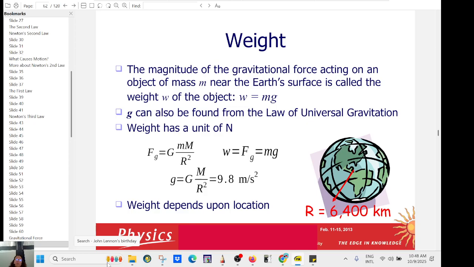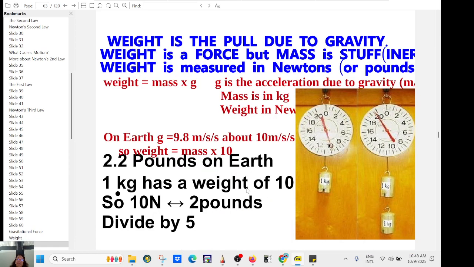Okay, so you do the computation and you get 9.8. What else? So mass here, that's what we call inertia. A weight of 1 kilogram on Earth will have a weight of 10 Newton. So you can imagine that the Earth is grabbing the mass and pulling it toward the center.